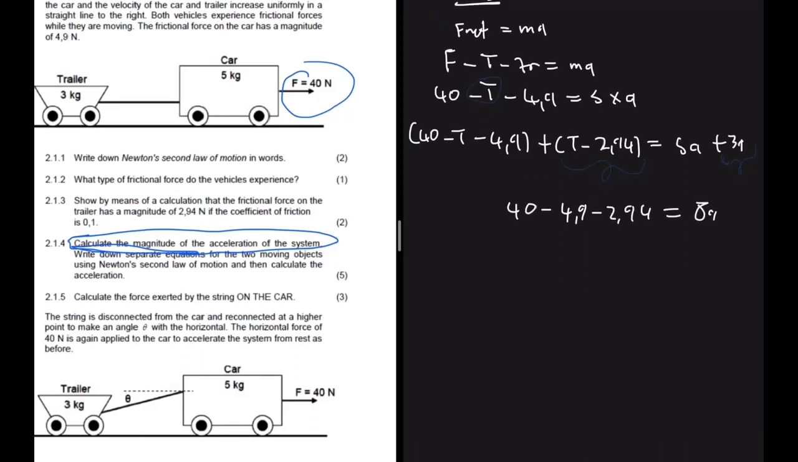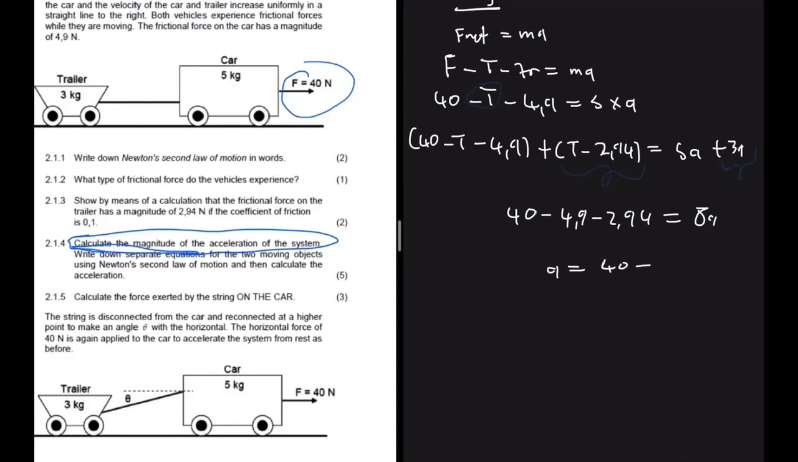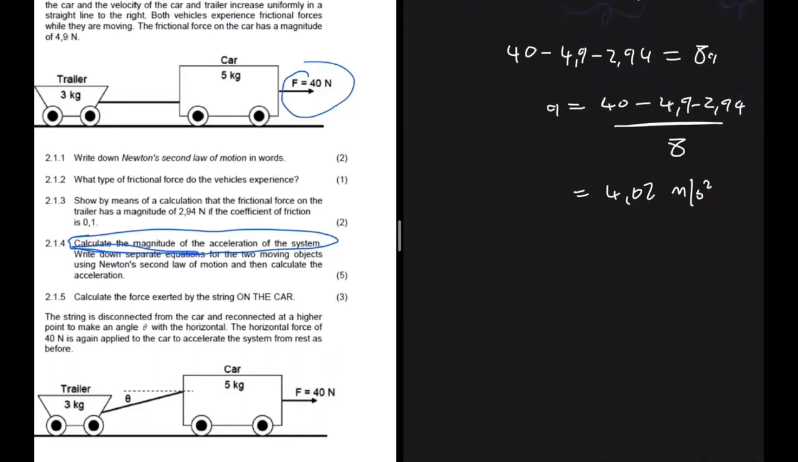So now if we make A the subject of the formula, we're gonna get A equals 40 minus 4.9 minus 2.94 divided by 8. And let me just put that in my calculator real quick. So we have 40 minus 4.9 minus 2.94 divided by 8, and that is giving me an acceleration of 4.02 meters per second squared.